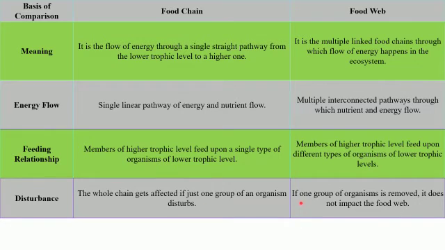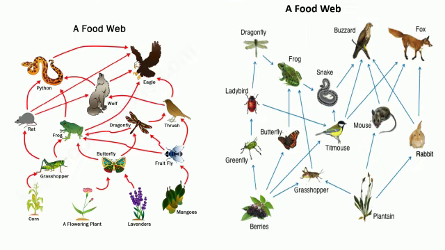But in case of a food web, if one or a group of organisms is removed, it does not impact the food web. Because there are a number of organisms at every level, the impact will be definitely less. So these are a few differences between food chain and food web. Here we have two examples of food web.